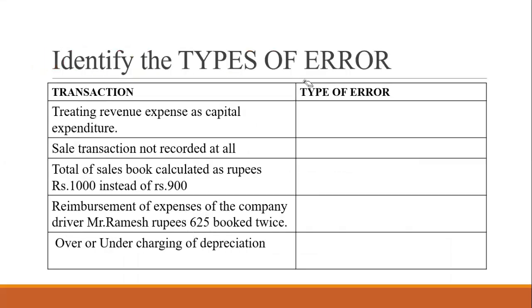Now, identify the types of errors on your notebook. Open your notebook, note down the transaction, and in front of your transaction, note down what type of error was committed in it. I'll give you a couple of minutes. Note down the transaction first, then note down the type of errors. Later on, we'll discuss the answers for these transactions.